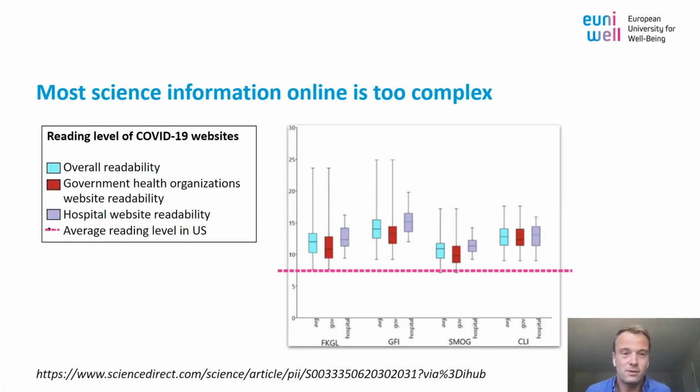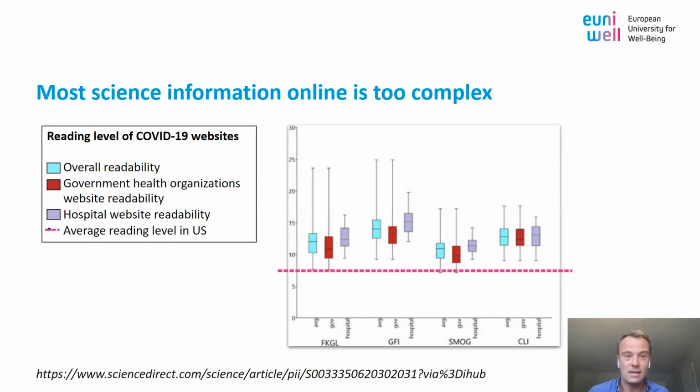And actually what the data shows, and what you'll see if you just take a look around on the internet, is that most of the data presented to people who are looking for scientific information is actually way above their average understanding. So this is a study that was specifically looking into COVID-19 related website content.